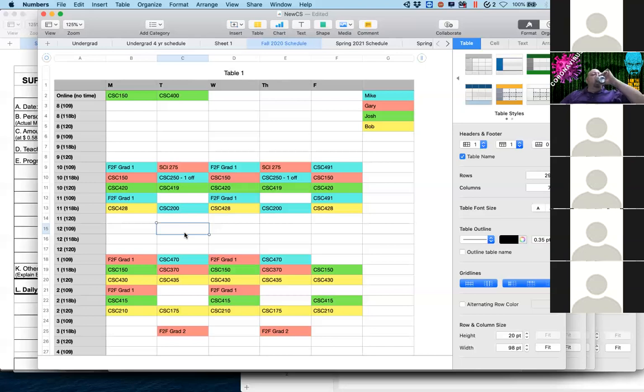CSC300 is capstone, right? Correct. So when I was registering for classes, it said that it was Monday, Wednesday, and Friday. It looks like on here it's only on Friday.